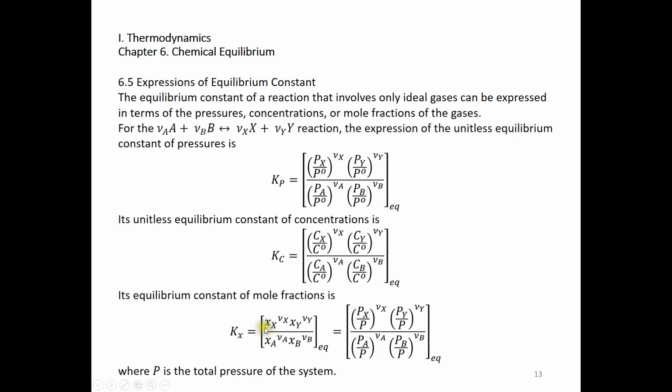P sub X over P is just the mole fraction of X. Again, P of X over P is equal to N of X over N, and N of X over N is just the mole fraction of X. So we can rewrite the equilibrium constant of mole fractions this way as well. It's the same. These two can be proven the same. Now if you pay attention, this expression looks similar to this one, but they're different. Because over here on the bottom we have P, the total pressure of the system. And over here we have P naught, the standard state, the standard pressure, which is just 1 bar. And over here again, this P is often different from 1 bar.